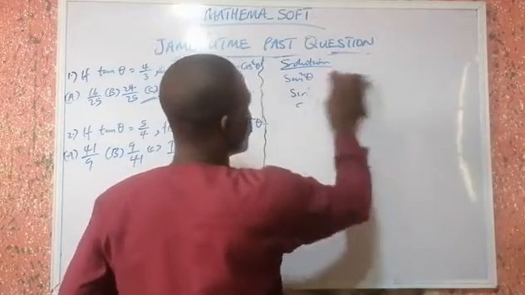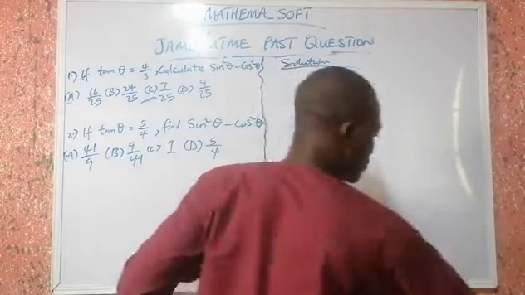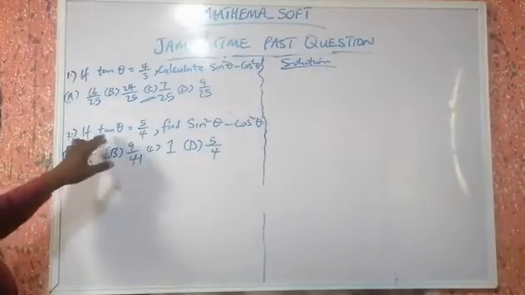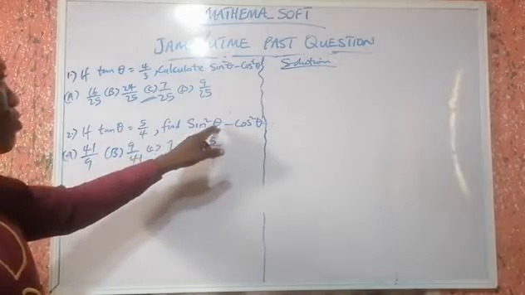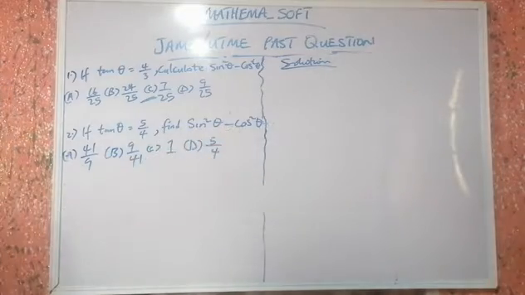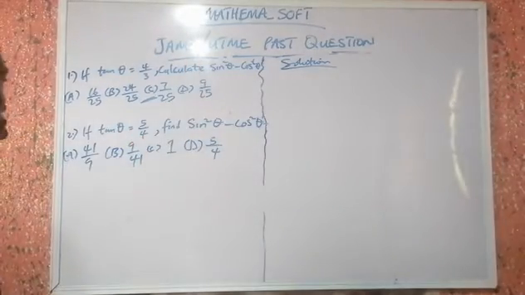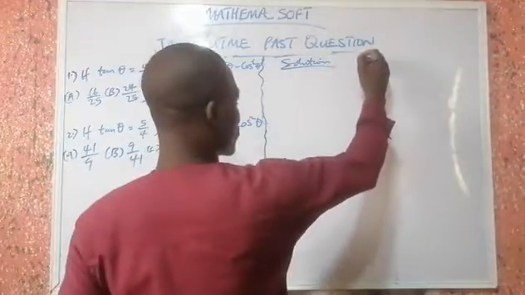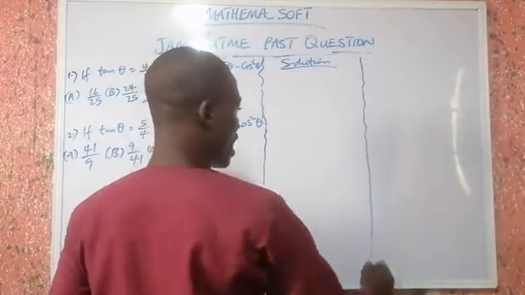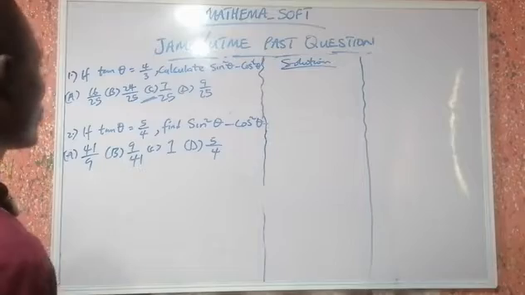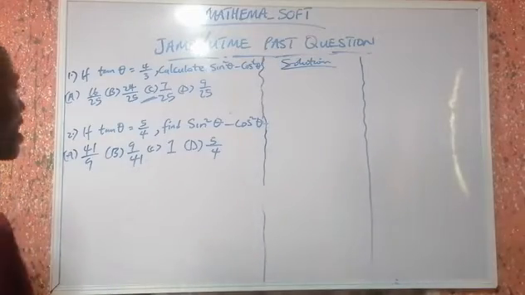Question number 2. If tan theta equals this, find sine squared theta minus cos squared theta. So you can see it's just the same approach. But in this case, I will try to give it another approach so that you can see that anyhow you want to do it, you can always go back and forth if you like.